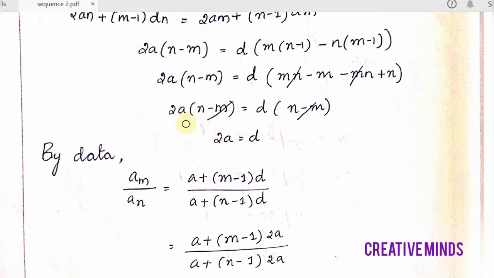Here also 2a into n minus m, n minus m cancel. 2a is equal to d. We get 2a is equal to d.